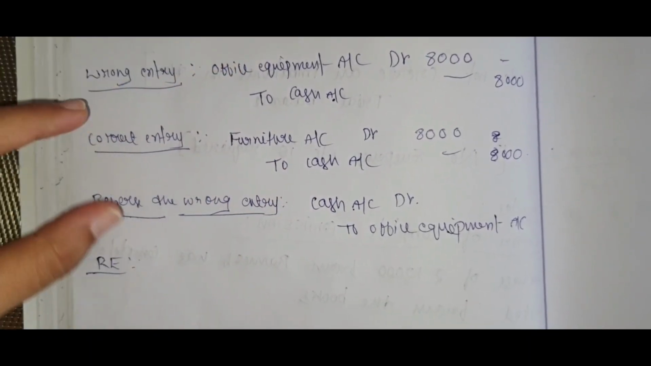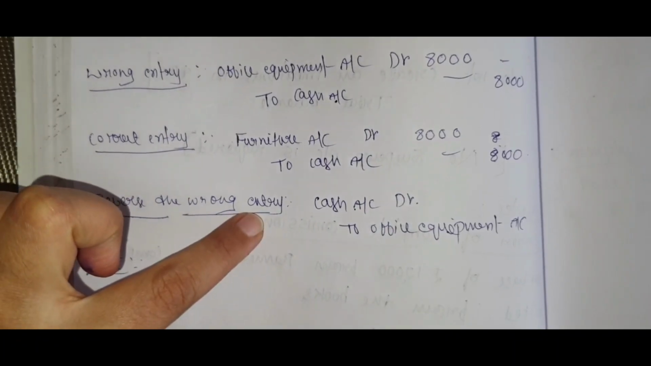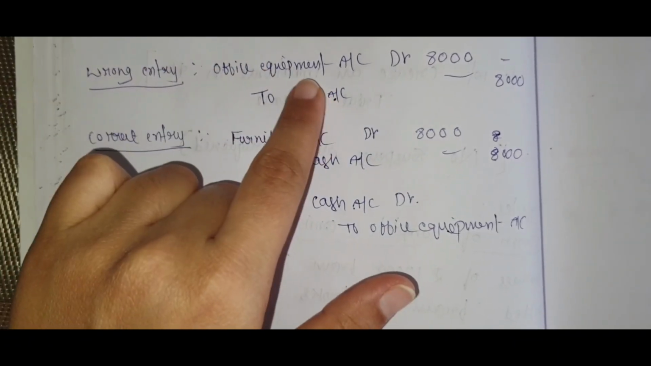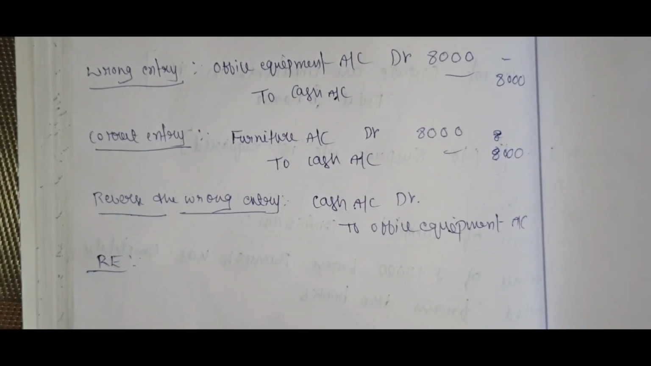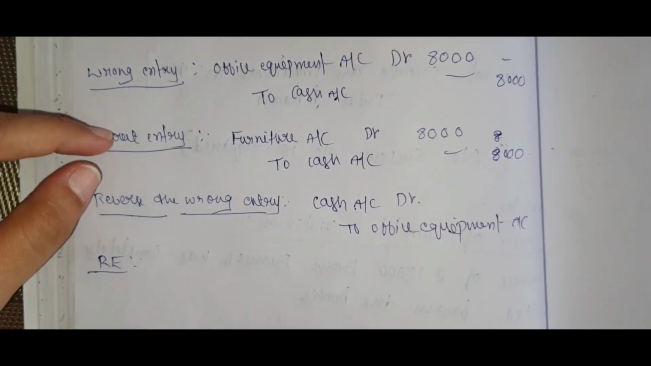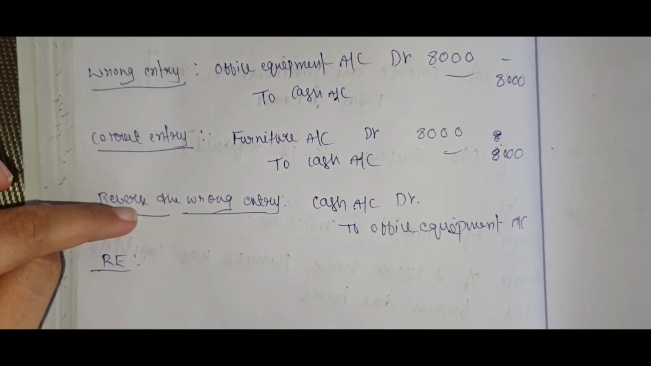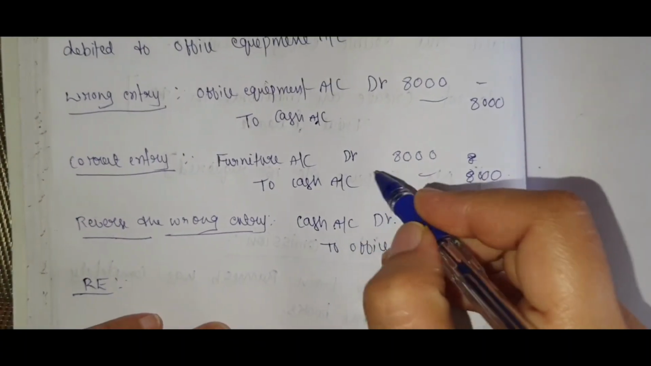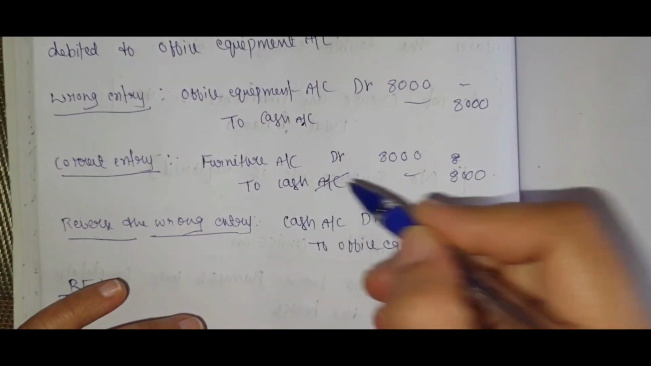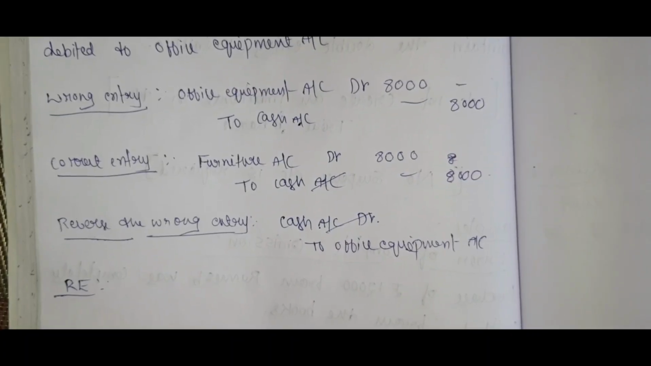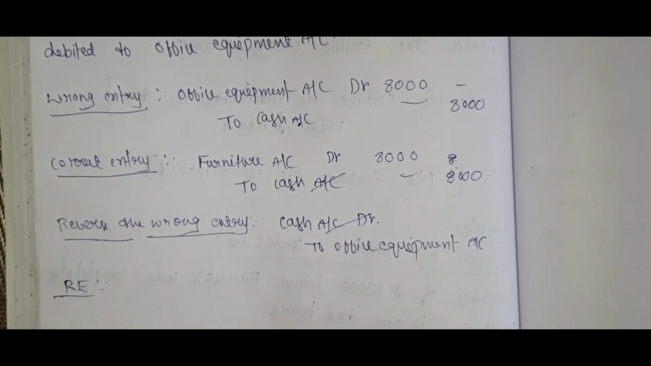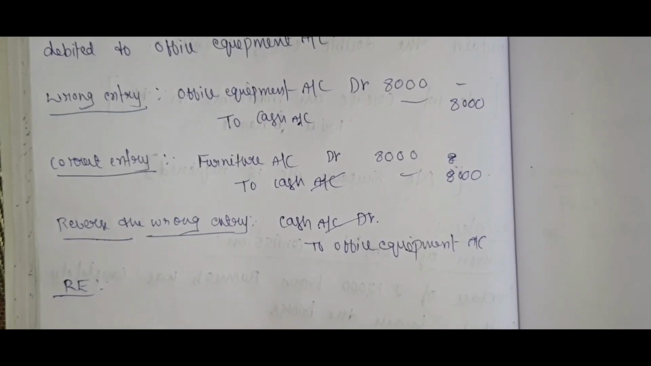Next step, reverse the wrong entry. The wrong entry is this one. We need to reverse this entry: cash account debtor to office equipment account. Now we have to compare the correct entry and the reversed wrong entry. See here, we need to cancel cash account and here cash account. In the correct entry, cash account is credited. In the wrong entry, cash account is debited. Just cancel it and write down the remaining accounts. That is the rectification entry.